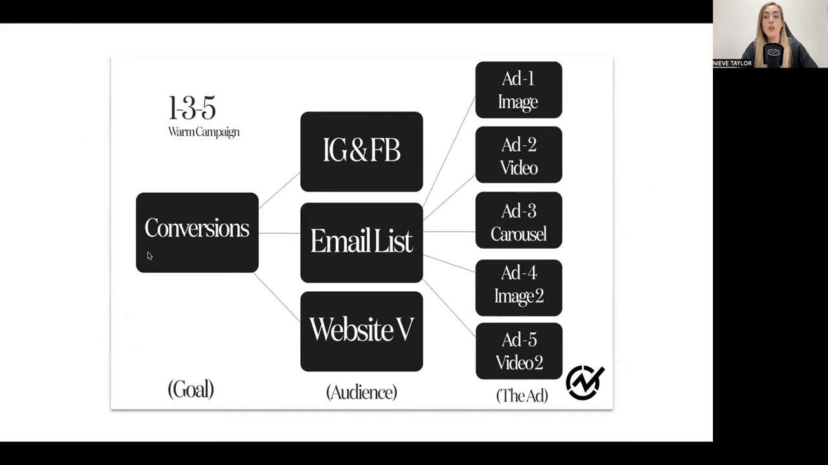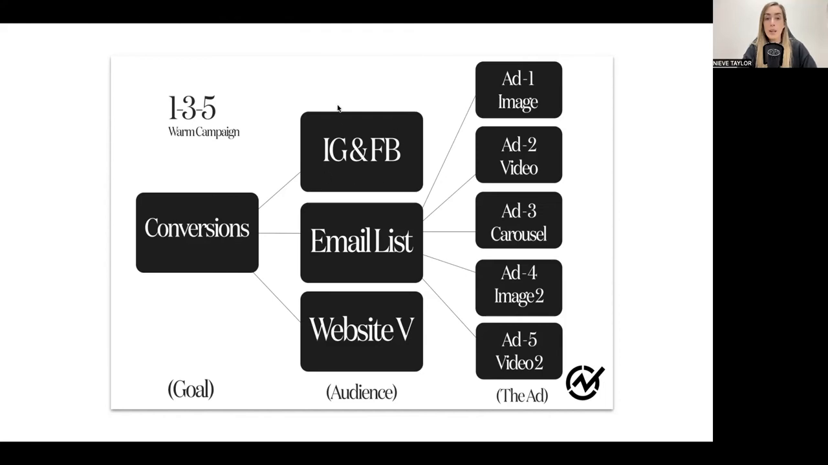And I'm going to talk you guys through this and set this up in this free training here, okay? First of all, at the campaign objective level, the objective is conversions for sales, okay? This is a warm campaign. Then we've got 3 different audiences here.